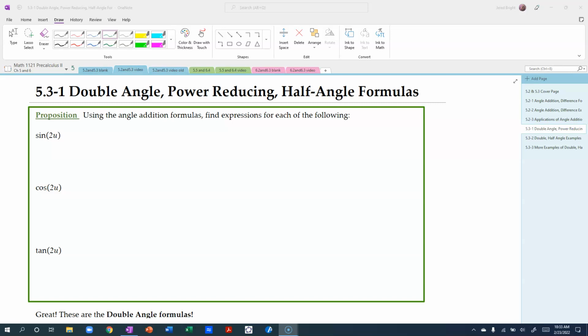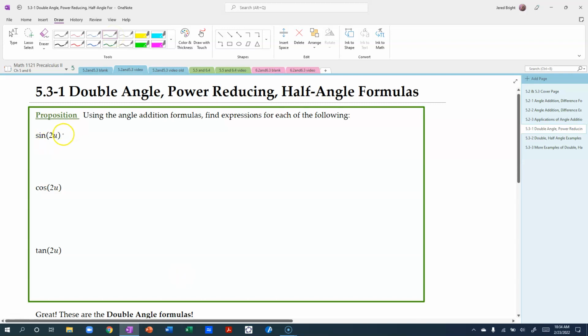Welcome back, and we're going to look at some additional formulas. These ones are less common, but are still important, at least as we work our way through trigonometry. So we want to actually prove these formulas using what we already know about angle addition.